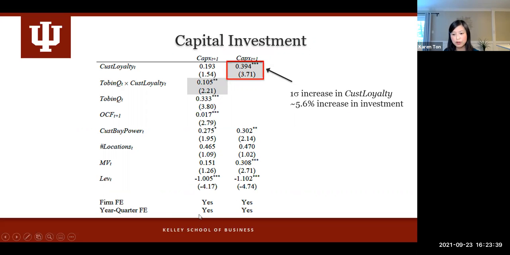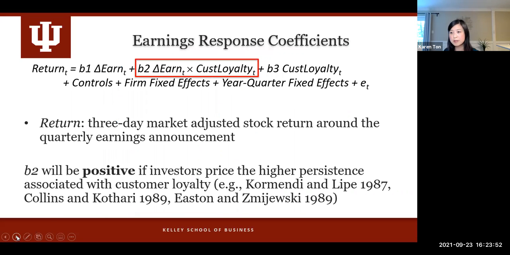So the takeaway from these two analyses is that it's apparent that managers are using the customer behavior information in their capital investment decisions. So now we turn to see how other market participants, such as analysts and investors, and we're interested in seeing if they incorporate that information into their decision-making process.